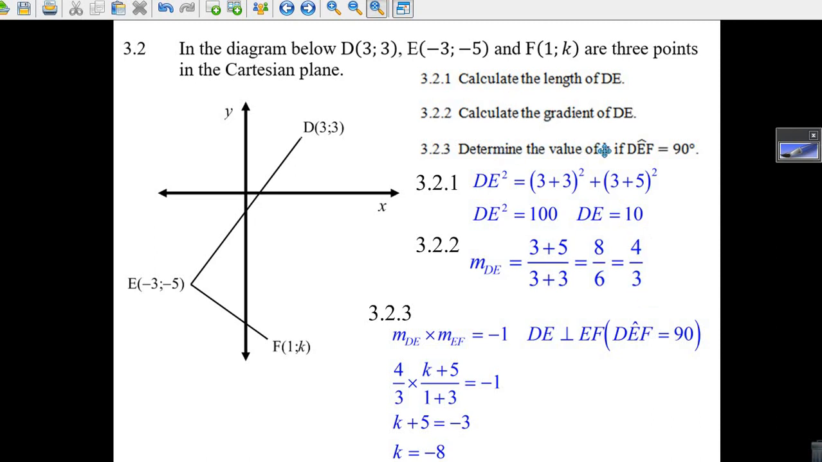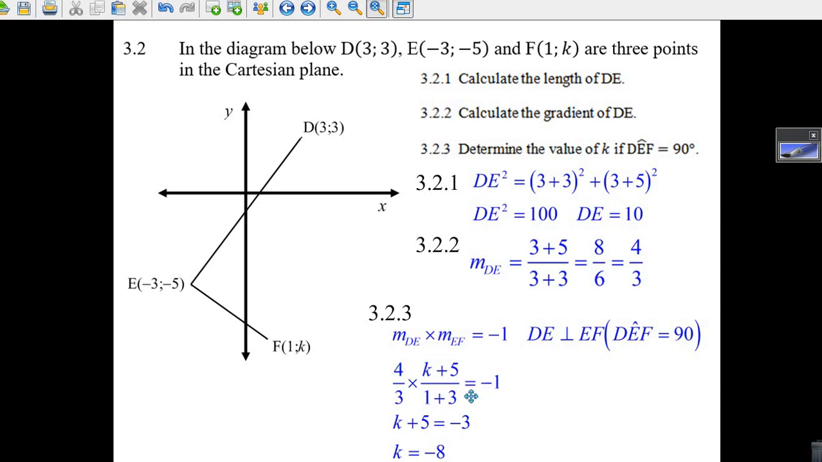Now determine the value of K if this angle here is 90 degrees. Well, if that angle is 90 degrees, then the gradient of DE times the gradient of EF is minus 1. Why? Because DE is perpendicular to EF, that's the reason. Well, now we can use this actual equation to figure it out. We've already worked out the gradient of DE. It's 4 over 3. But the gradient of EF is, let's subtract the y, K minus minus 5, over 1 minus minus 3, 1 plus 3.